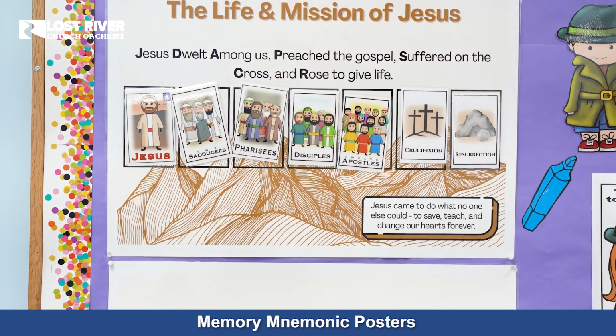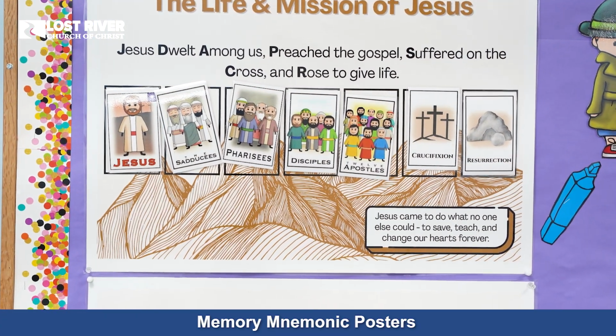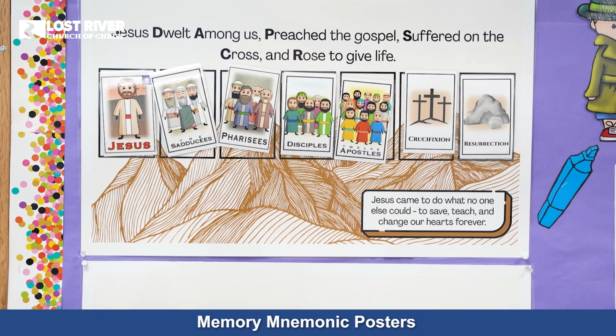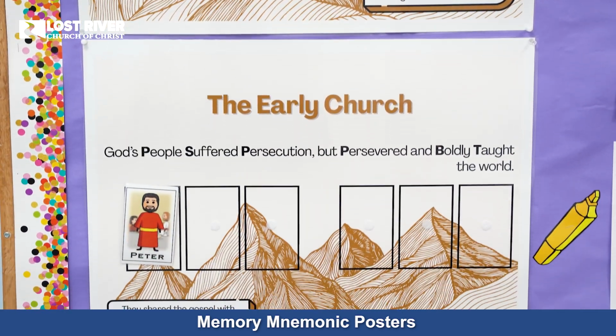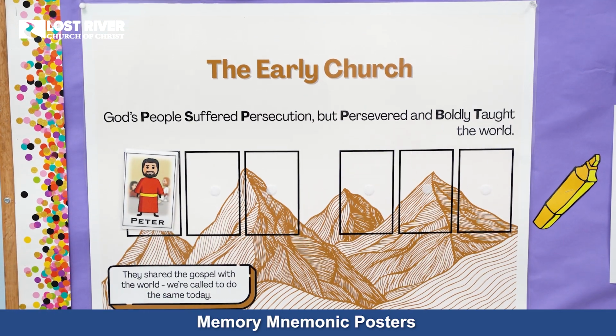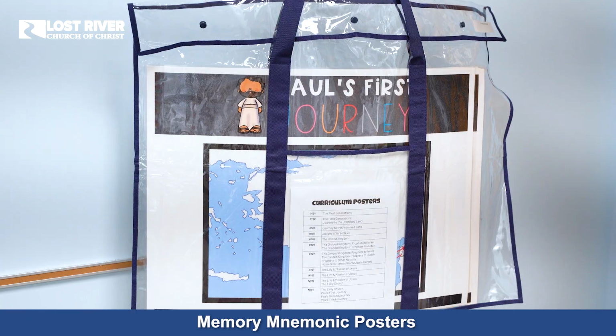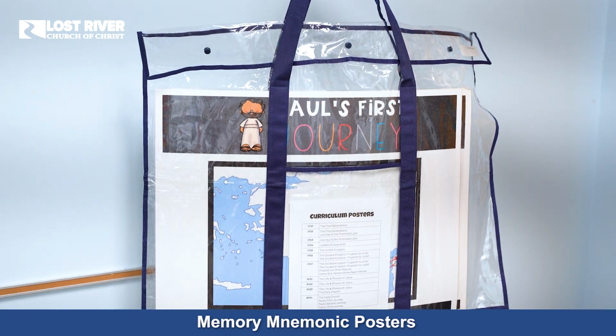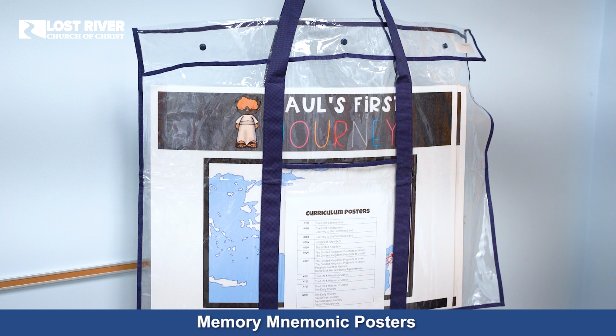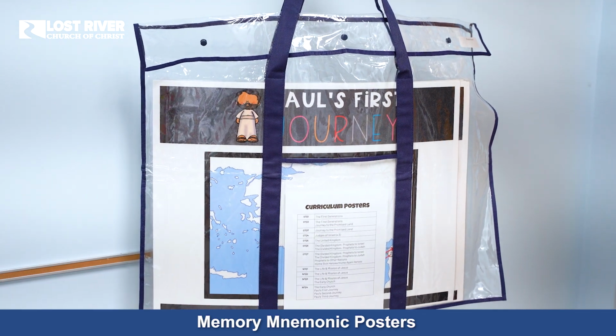Each quarter has its own poster or posters that match the section of the Bible that students are studying. As you move through the lessons, you will gradually add new Bible figures and key events to the poster so students can see the story growing week by week. The posters themselves are stored in the blue poster bag. You'll find the ones labeled for the current quarter.